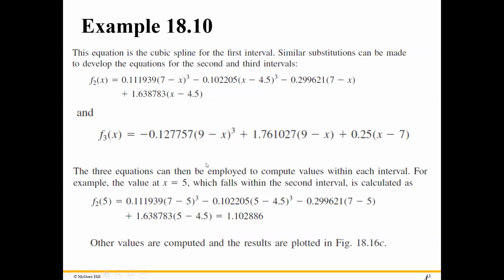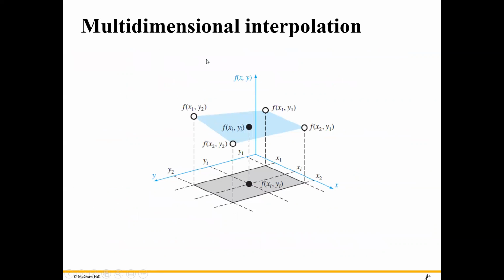Okay, so the last topic is multi-dimensional interpolation. It is basically nothing much new in this case. It is just the linear interpolation. So for example, if we have a data point x1, y1, and another data point in 2 dimensions, x1, y2, and another data point x2, y1, and then x2, y2.